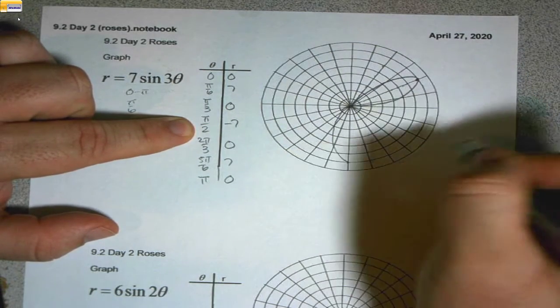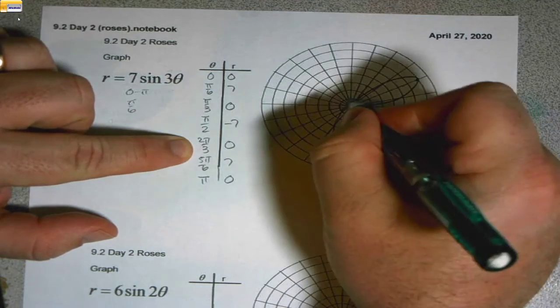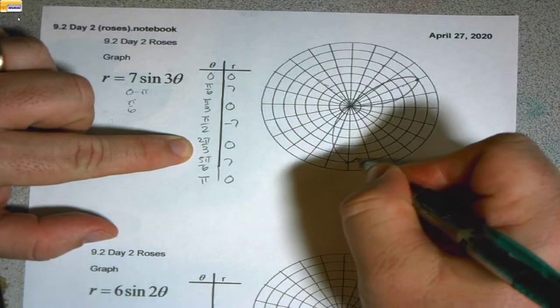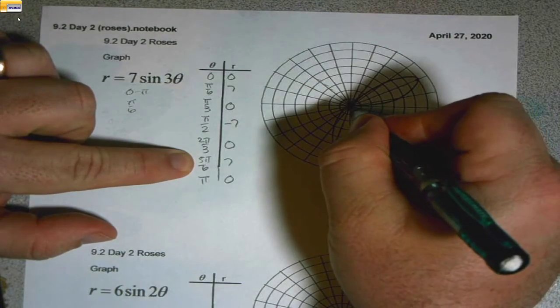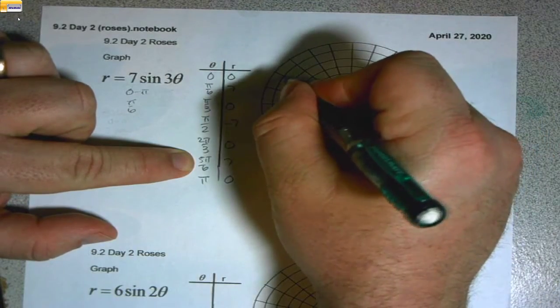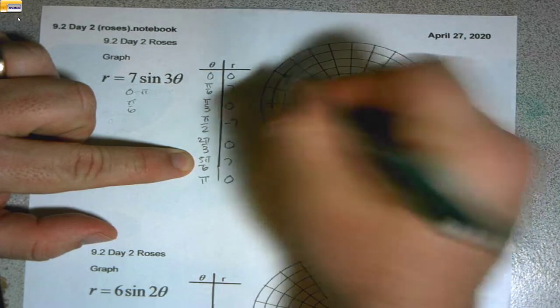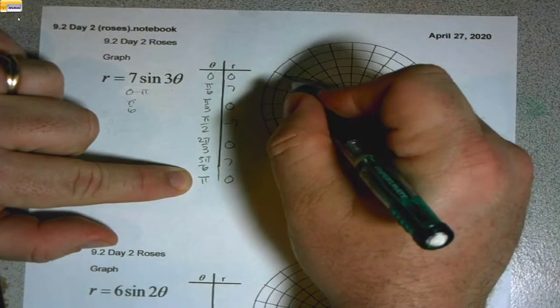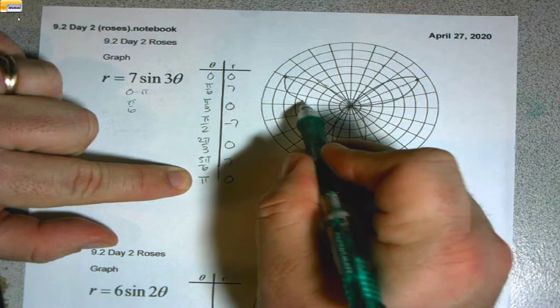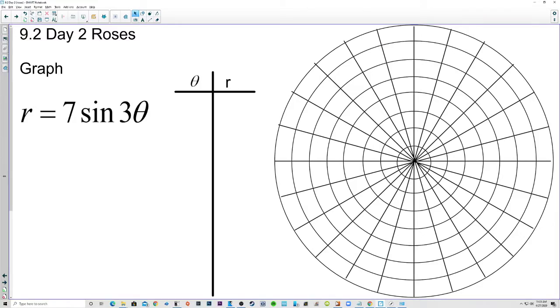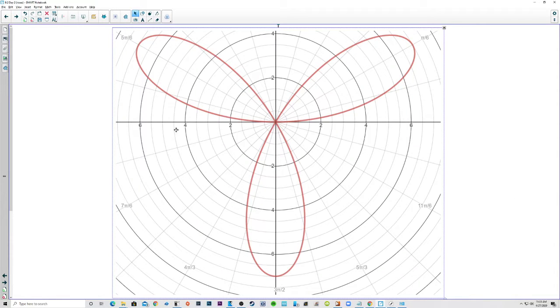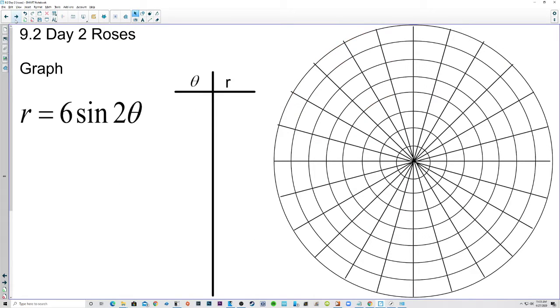So that loops around. 2 pi over 3, which is here, that's back to 0. 5 pi over 6 is 7. That's up here. So it loops half a petal there. And then pi is back to 0. And we're back to the beginning. There's a nice version of it. Very symmetric. Went to Desmos and graphed this. And then here's our last one.